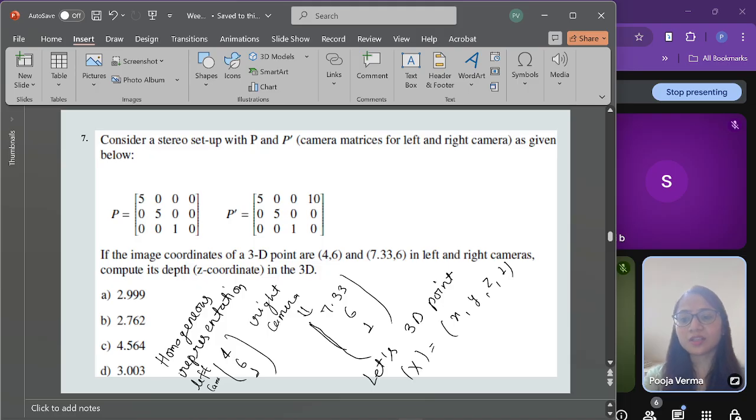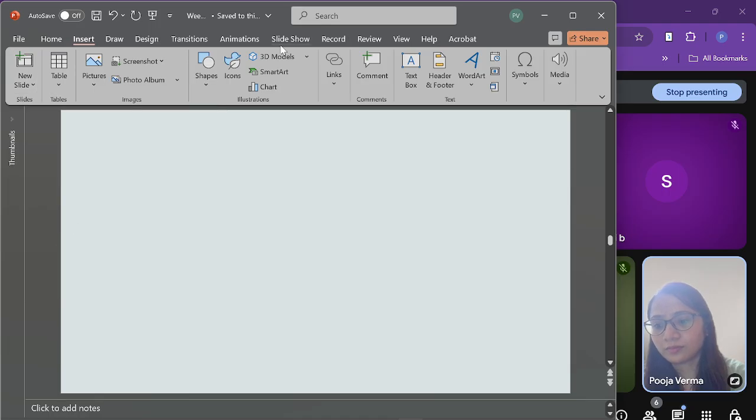So the projection equation, we already know, is Px, right? We studied the projection equation in, I think, the third or fourth week. Just calculate it for the left camera as well as for the right camera. So I'm just taking the next slide so that we can calculate. The projection equation for the left camera is P into X.